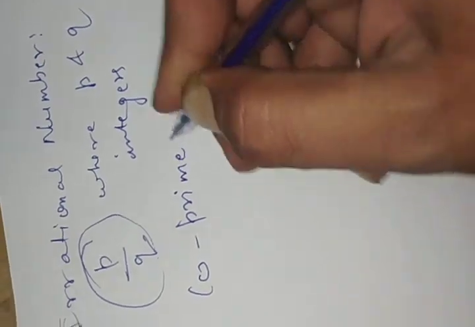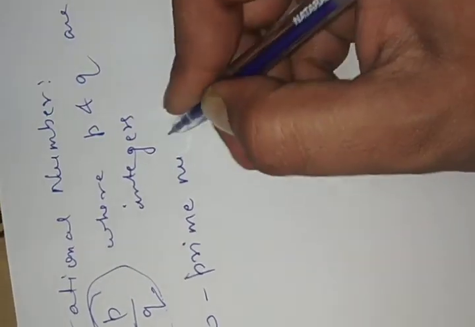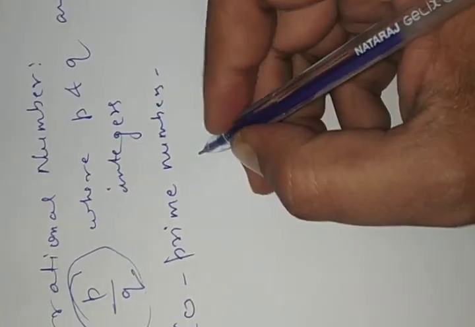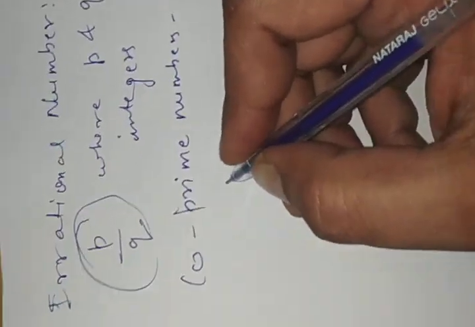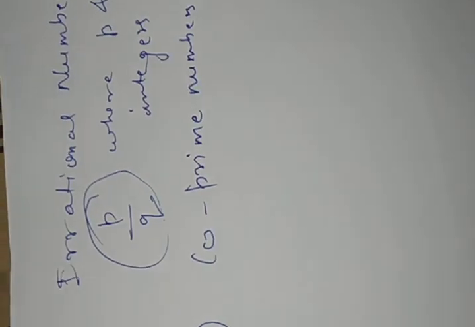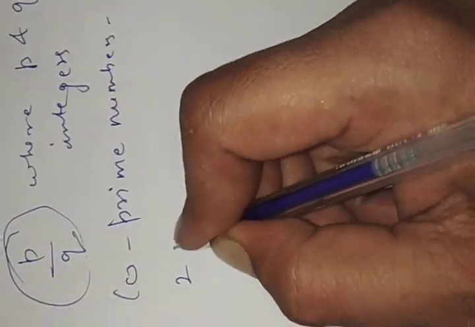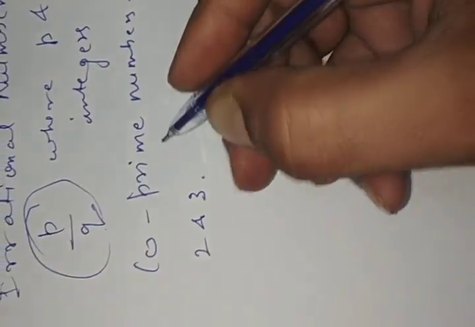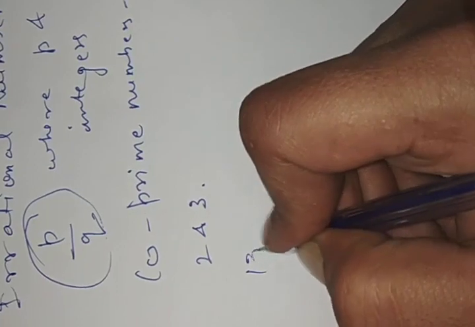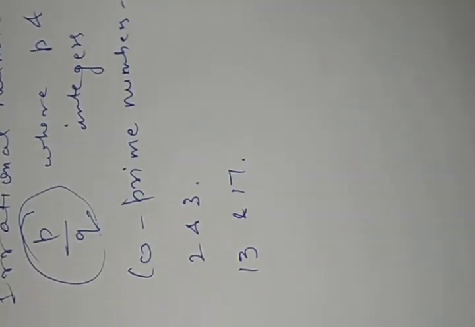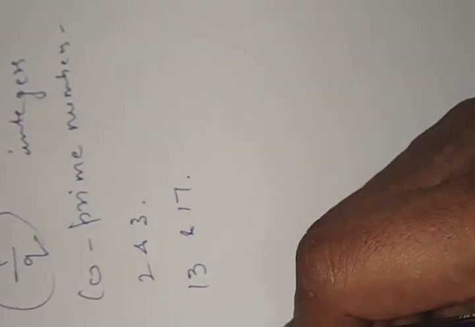Second, co-prime numbers. What are co-prime numbers? Any two numbers which are having only common factor 1. Example, 2 and 3, or 13 and 17. You can give so many examples. So these are called co-prime numbers.